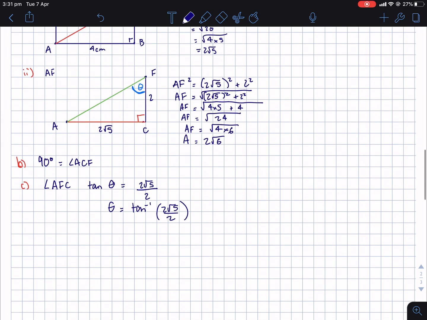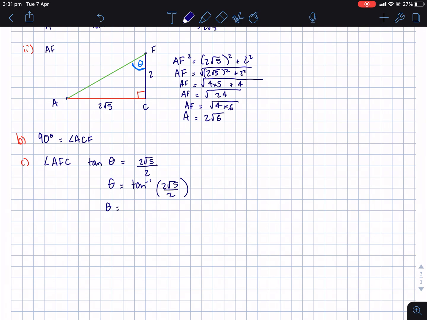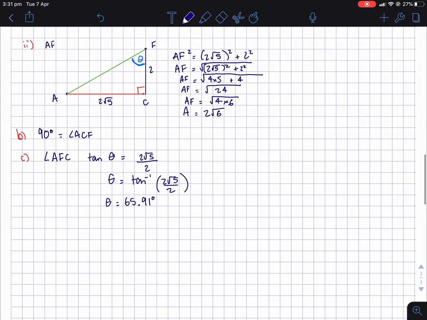So that's going to come out as, putting in our calculator, 2 root 5 over 2, didn't bother simplifying. We've got 65.91 degrees. They want it to the nearest degree, so we're just going to round up. That's question 3.